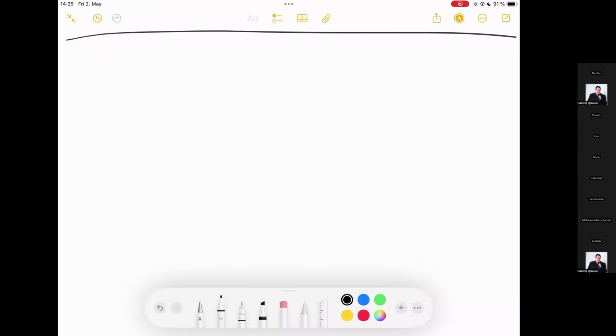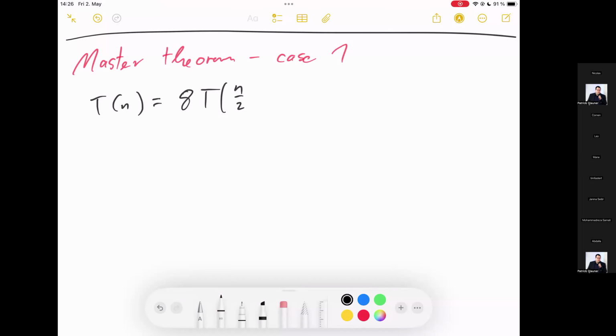So I want to show you a recurrence relation for the master theorem where case one applies. Master theorem, case one. We have T of n is a times T of n half plus 1000 n squared. So this was this f of n. What are our values for a and b?